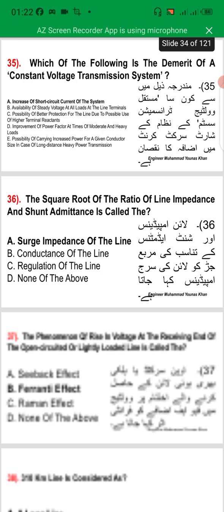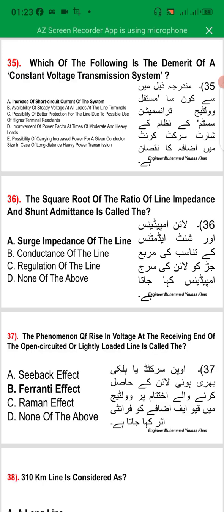Which of the following is the demerit of a constant voltage transmission system? Increase of short circuit current of the system. The square root of the ratio of line impedance and shunt admittance is called the surge impedance of the line. The phenomenon of rise in voltage at the receiving end of the open circuited or lightly loaded line is called the Ferranti effect.